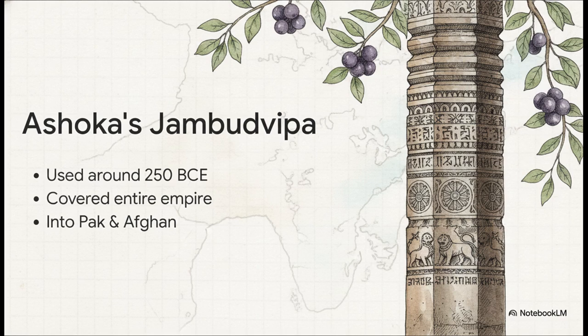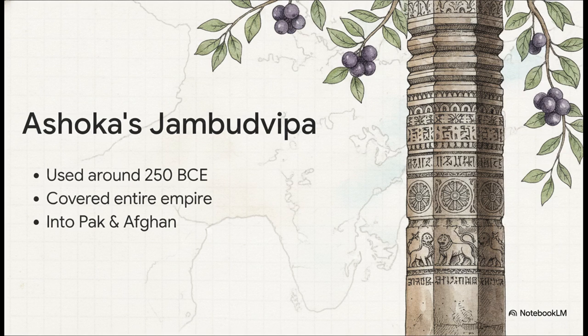You might be wondering, was this just some obscure, poetic term? Not at all. It was used massively. Emperor Ashoka, who was literally one of the most powerful rulers in ancient history, used the term Jambudvipa in his famous rock and pillar inscriptions right around 250 BCE.